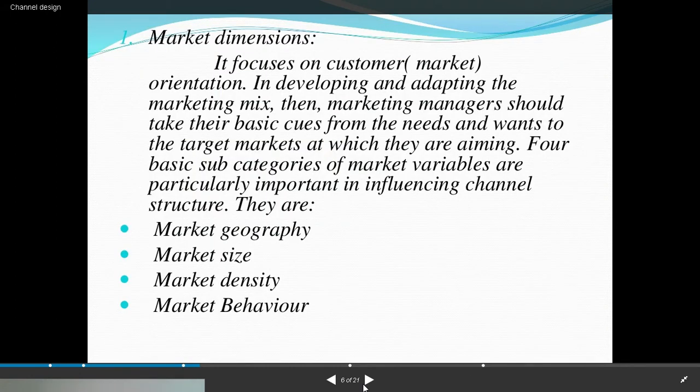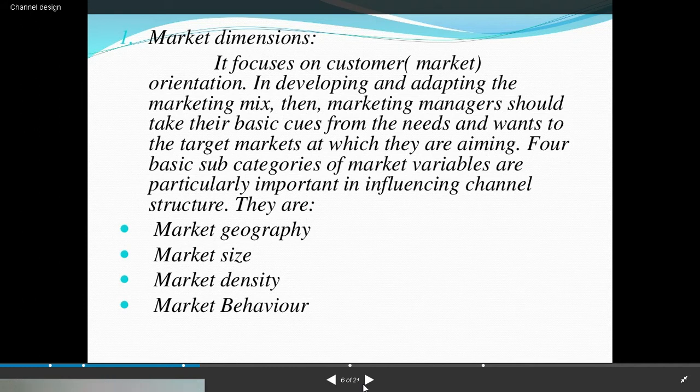Now, market dimensions, once again I'm just going to explore it one by one. What does it include? Market dimensions focus on customer orientation, meaning how the market orientation is going on. In developing and adapting the marketing mix, the marketing manager should take their basis from the needs and wants of the target markets at which they are aiming. Four basic subcategories of market variables are particularly important in influencing the channels.